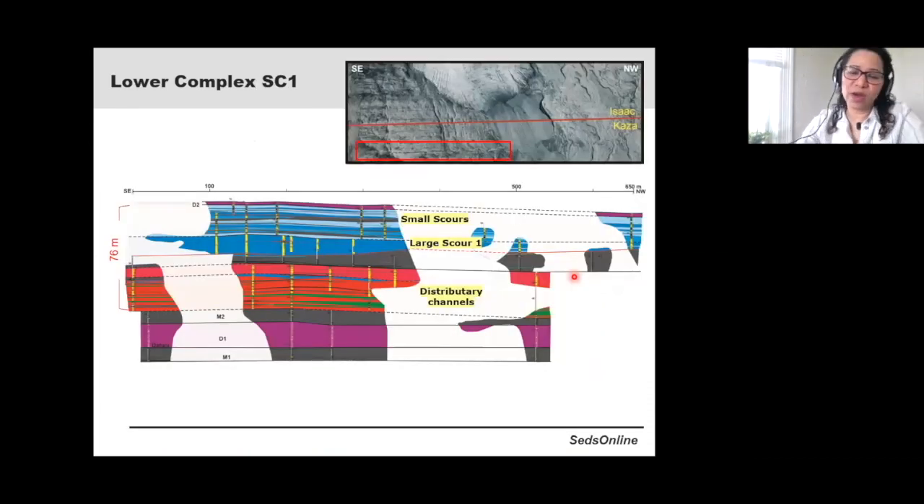So what I have recognized is that on the larger scale, at the complex level, I can separate this interval into three parts. The lower part is capped by a debris flow that I found in both locations. And what we have here is mostly composed of abundant distributary channels and small scours. I also recognize the first large scours in this area.